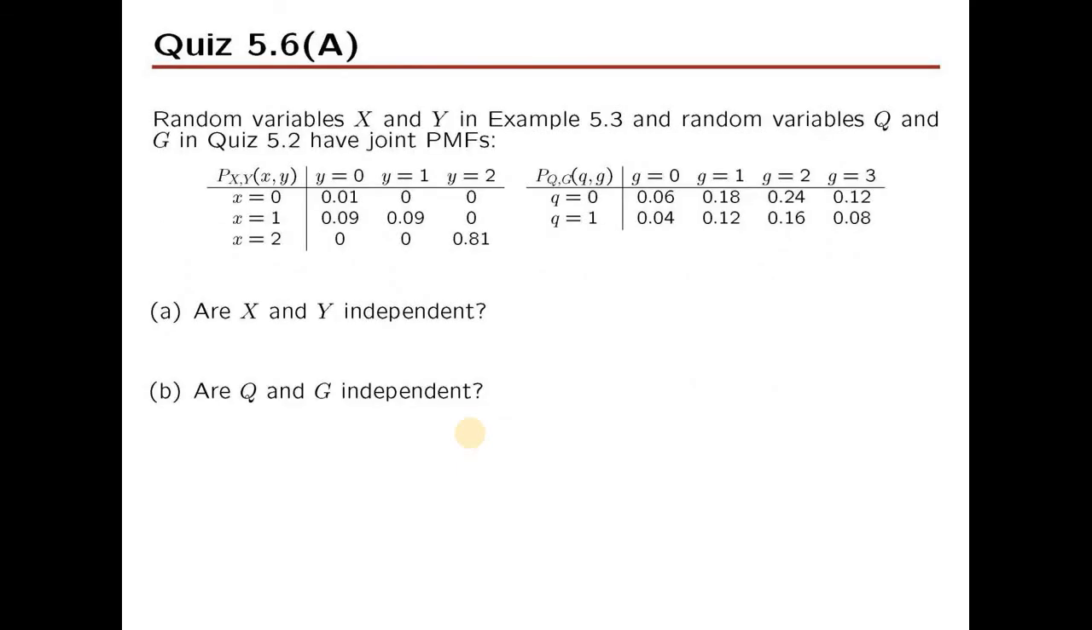Now this is the quiz, and the quiz is based on two questions. The first one is based on discrete random variables. We have these two pairs of discrete random variables. We have to prove that X and Y are independent, and similarly Q and G are independent. For that, we have to find the marginal PMF for X and Y, and similarly for G and Q, and then apply the theorem that we studied for independence.